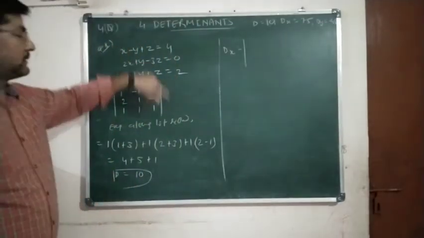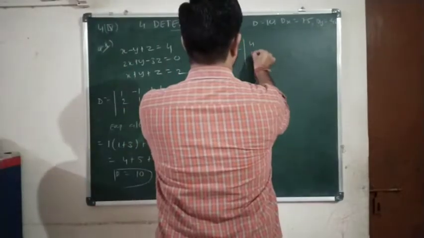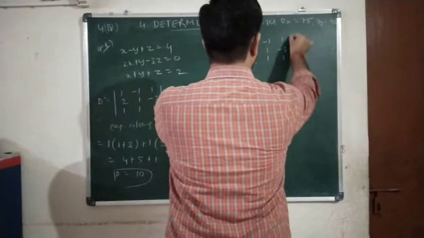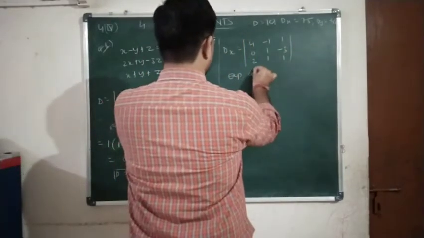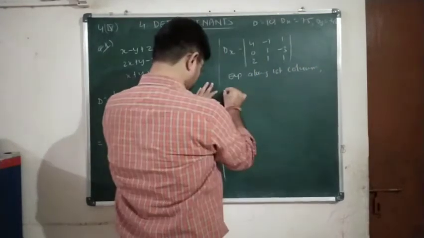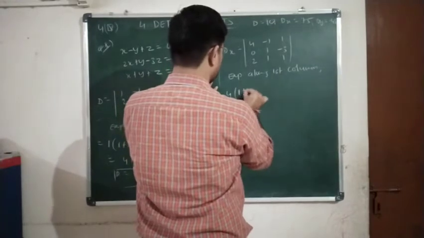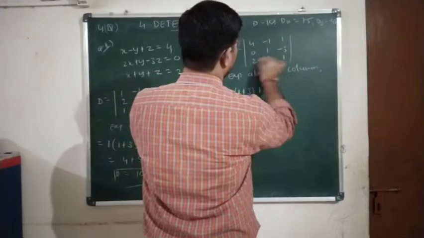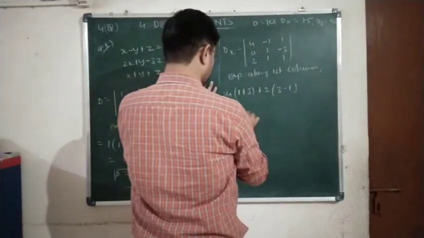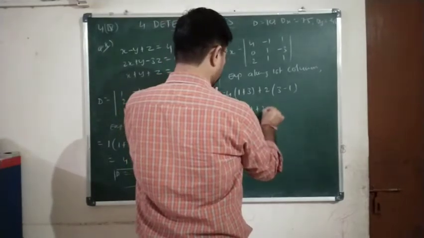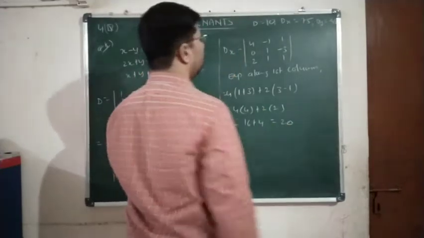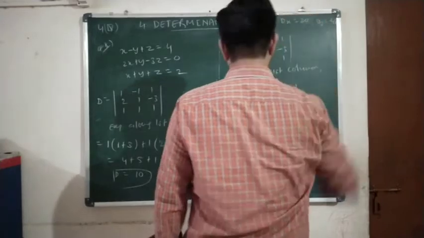Okay, first column will be replaced by 4, 0, 2. So 4 0 2, 1 minus 1 1, 1 minus 3 1. Expanding along first column. Okay, so 4 into 1 plus 3, plus 2 into 3 ones are 3 minus 1, 4 into 4 plus 2 into 2, 4 4s are 16 plus 4 is equal to 20. So value of dx is 20.